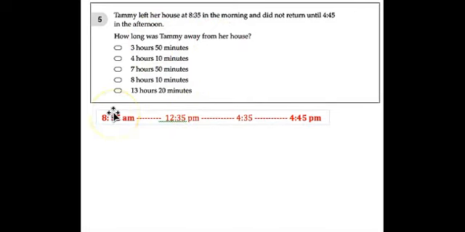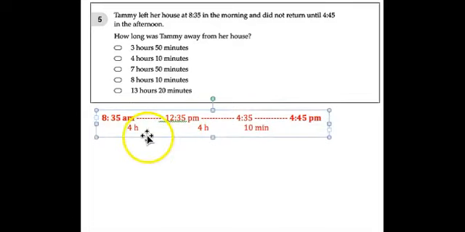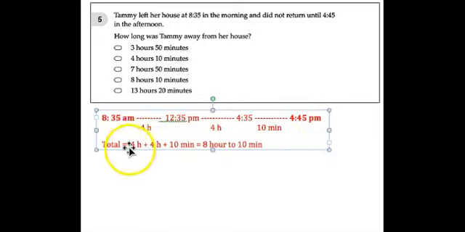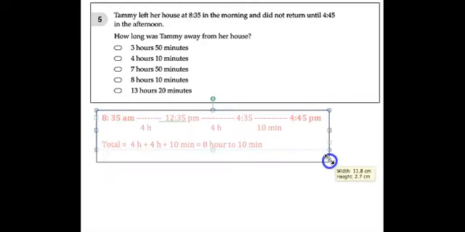So if we go from 8:35 till 12:35, we don't count 8:35, we go 9:35, 10:35, 11:35, 12:35. That's 4 hours just there. And from 12:35 to 4:35, we don't count 12:35, we go 1:35, 2:35, 3:35, 4:35. That's another 4 hours there. And from 4:35 to 4:45, we've got 10 minutes. So we have 4 hours here, 4 hours there, and 10 minutes, and that gives us a total time of 8 hours and 10 minutes.